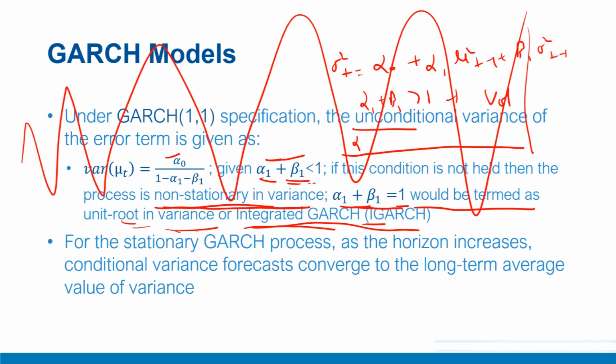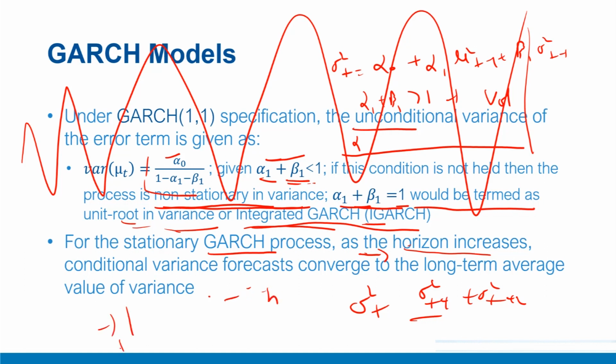So given that a GARCH process is stationary, what is the application of this unconditional variance? If the GARCH process is stationary, as you keep on forecasting the future values of sigma square t, let's say sigma square t plus 1, sigma square t plus 2, sort of unconditional forecast, as the horizon increases from 1, 2, 3, 4, 5 days, after a certain time the impact of the historical information that you had till time t equal to 1 will die away and the volatility estimates will converge to this value.